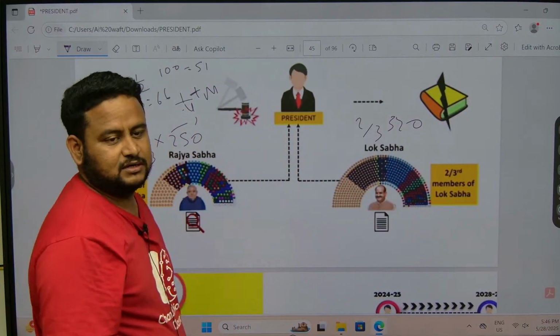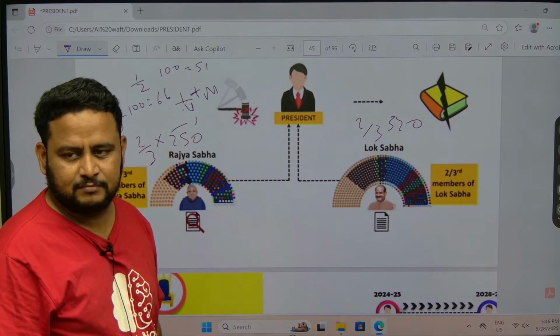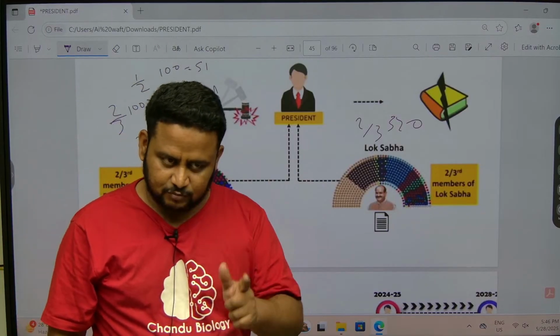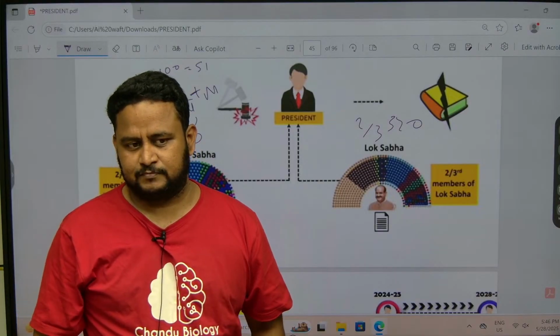250. This is very difficult to get because there will be opposition parties also. They may not agree with the government. That is why it is very difficult to remove the president. Understand one thing, the removal of the president can start from Rajya Sabha also, or it can start from Lok Sabha also. Okay, got it.